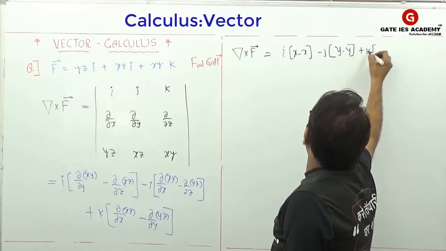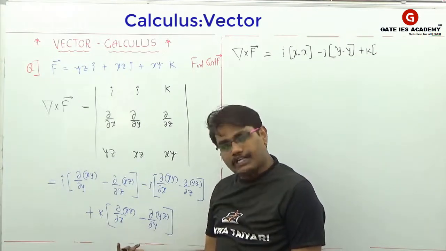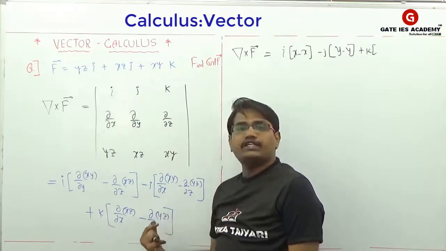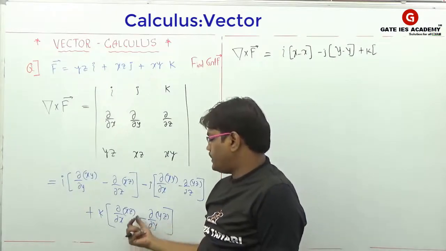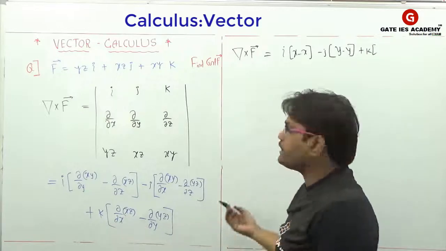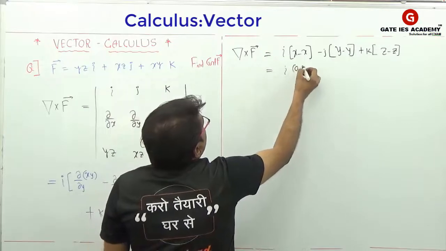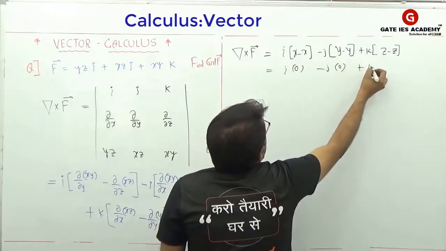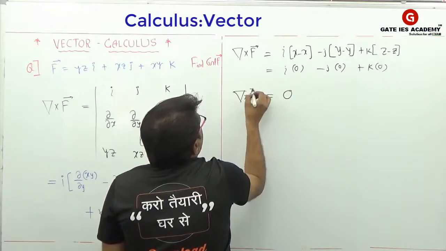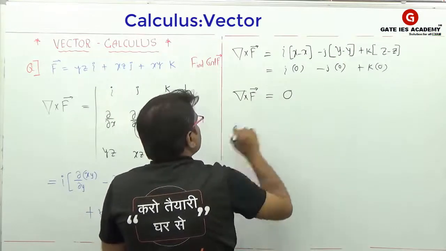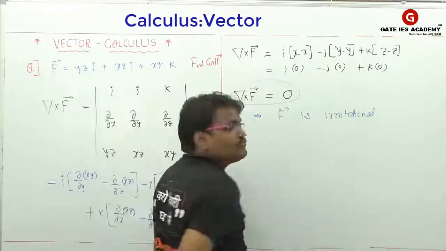Plus k into, now ∂ of xz with respect to x is z. With respect to y, yz differentiation is also z, because y differentiation is 1, z remains. Here x differentiation is 1 and z remains, so z minus z. So finally what is the value? This is 0 minus j into 0 plus k into 0. So it will be 0. That is, curl of f bar is 0. Means what? F bar is irrotational, right?